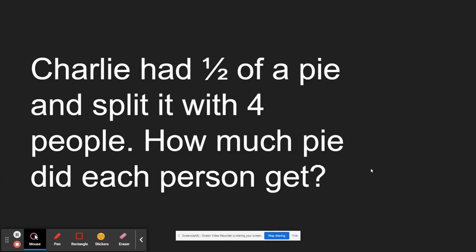Charlie had half of a pie and split it with 4 people. How much pie did each person get? So he had half a pie and he's dividing it with 4 people. So we would do 1/2 divided by 4.